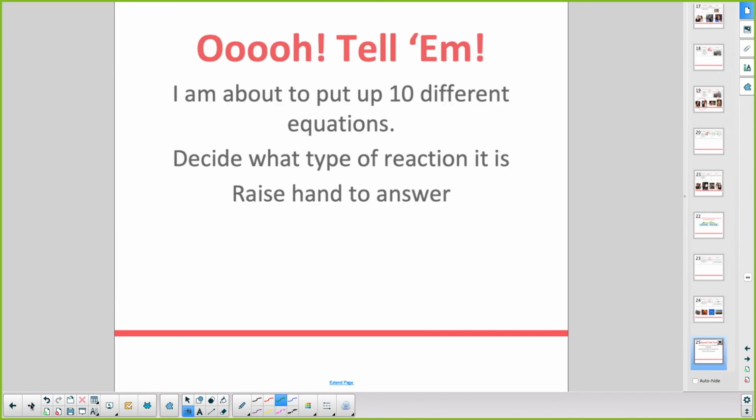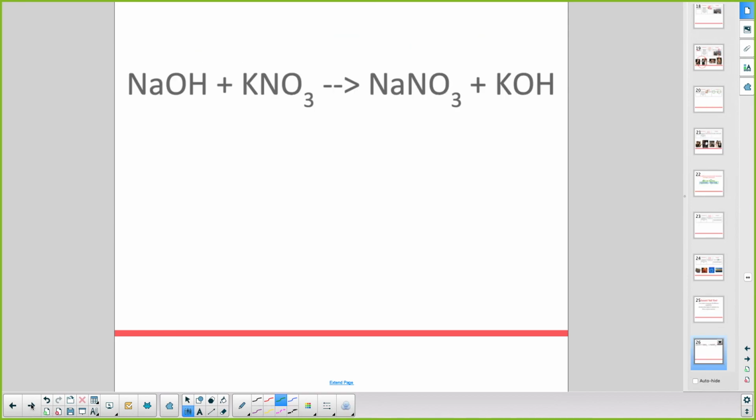All right. So I'm going to put up 10 different equations, and we're going to go around the room, and you all are going to tell me what they are. We'll start with the 4 of you on line. All right, Bailey, you're going to tell me the first one. What is this? Which type of reaction?